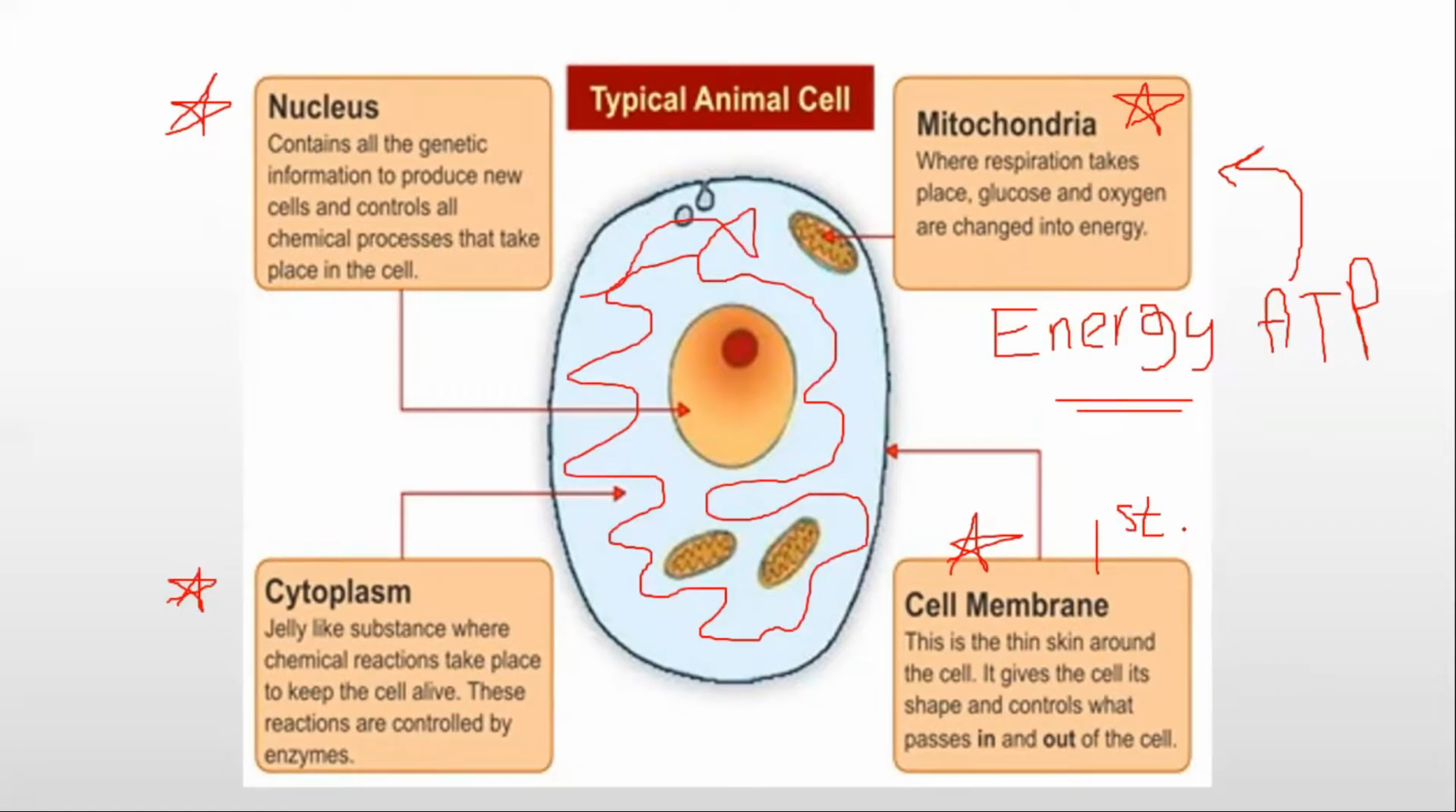Talking about the cell membrane, I told you it is the first outermost layer in the animal cell, and it's the second most outermost layer in the plant cell. Plant cell के अंदर जो first outermost layer है वो cell wall है. Animal cells do not have a cell wall. They only have a cell membrane as their most outermost layer. This is the thin skin around the cell, and it gives the cell its shape and controls what passes in and out of the cell. That is why this cell membrane is also known as the selective cell membrane. It is selective towards some substances and doesn't let everything enter inside the cell.